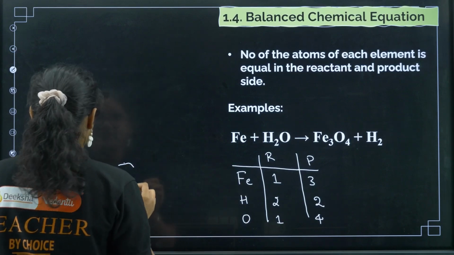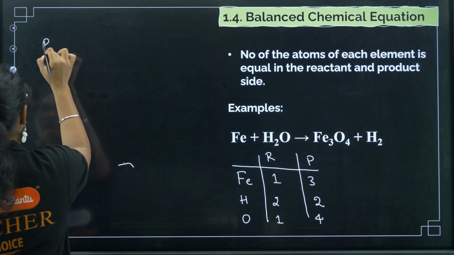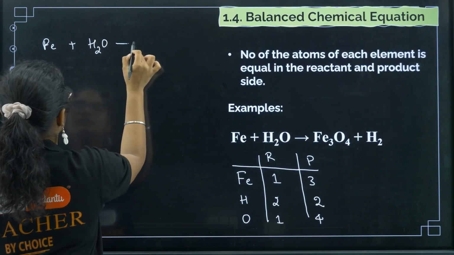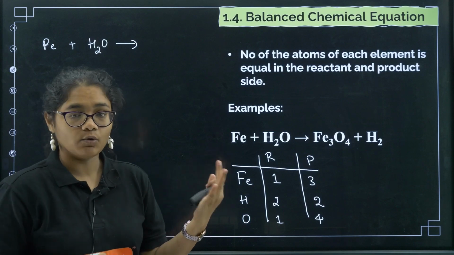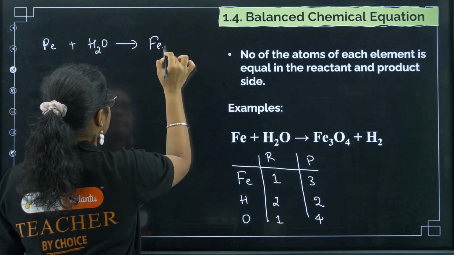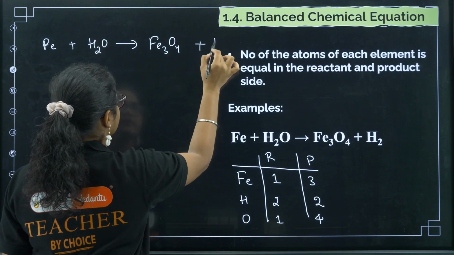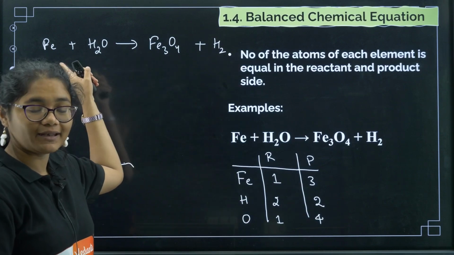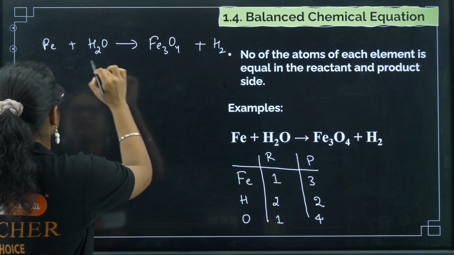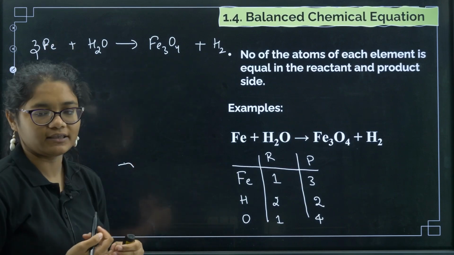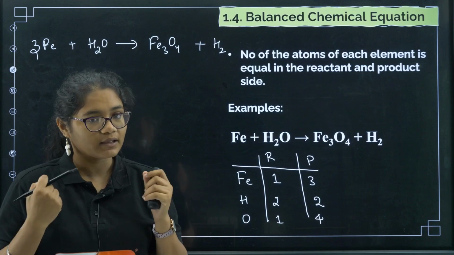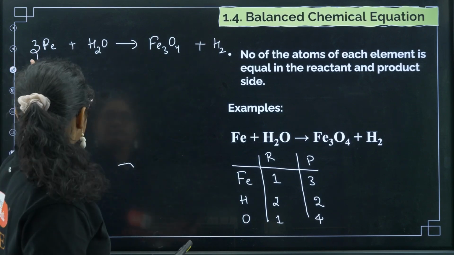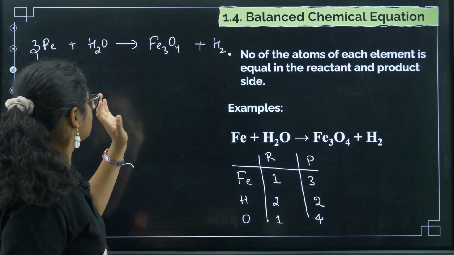So let us try to balance it. I'll write this reaction once again here. Fe plus water is giving me Fe3O4 plus H2. Now if you see, we have 3 Fe on this side and 1 Fe on this side, right? So what I can do is simply multiply this by 3 Fe here. Remember, to balance any chemical equation, you can multiply with coefficients. Now you see it became 3 Fe, and this also is 3 Fe, right?